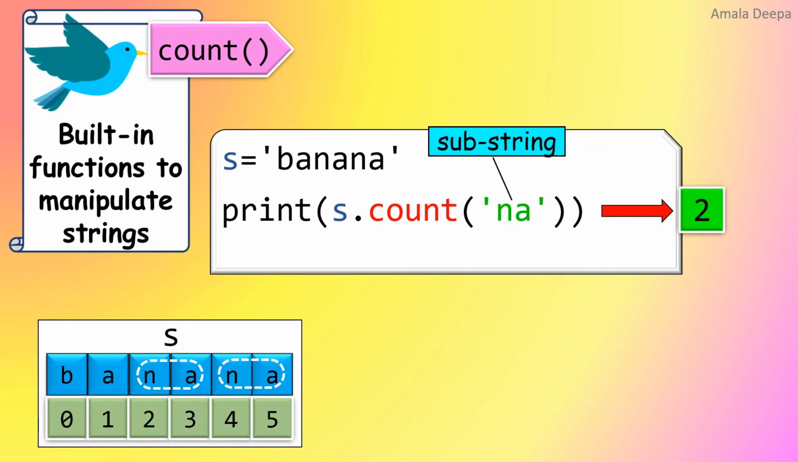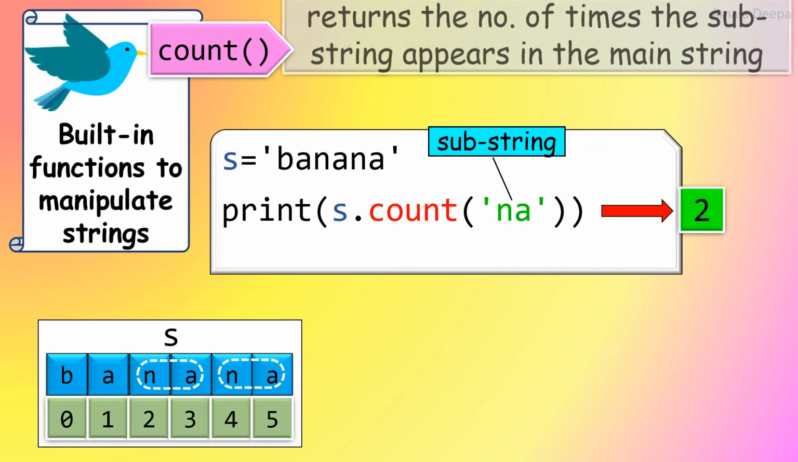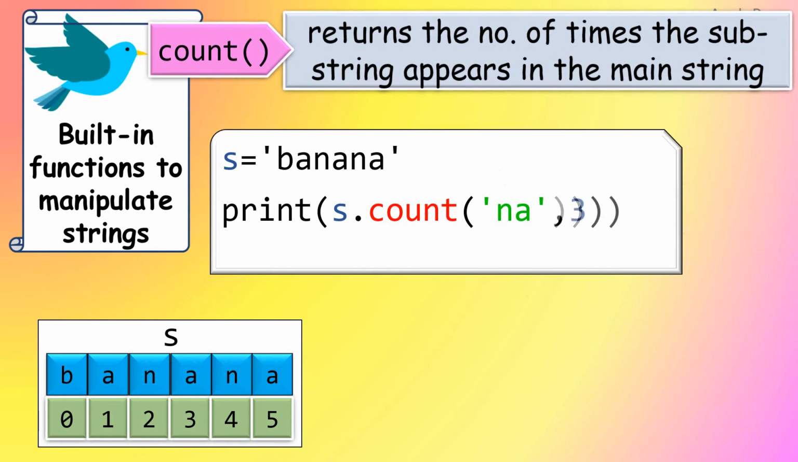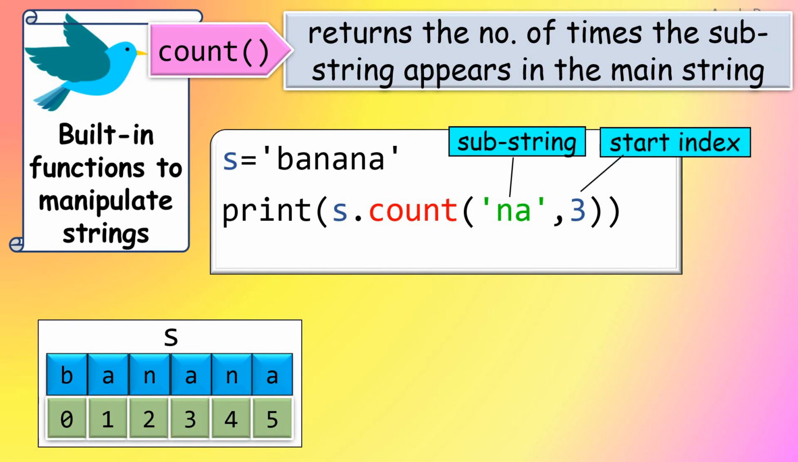So what does the count function do? It returns the number of times the substring appears in the main string. Here the substring na appears twice in the main string s. s contains the string banana. You will see another example. Now I want to find s.count('na', 3). Here na is the substring and 3 is the start index from where it has to count.